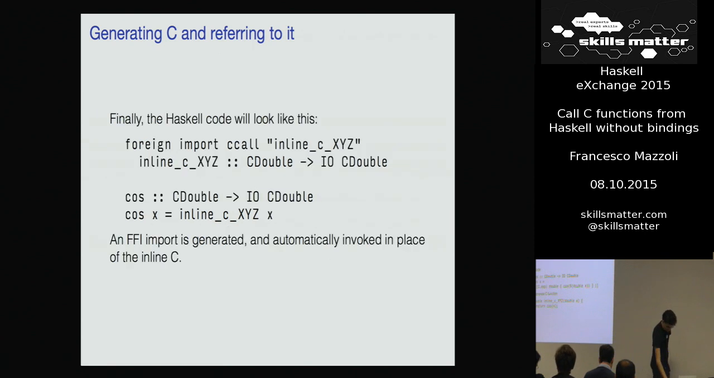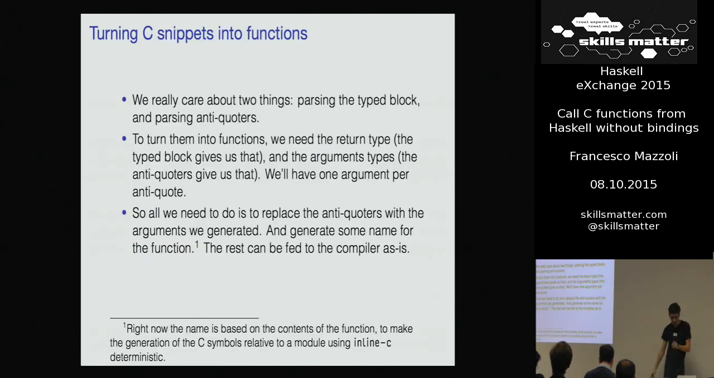So for each antiquotation, we will have one argument to our C function. It's very simple. We generate these arguments, and then in place of the antiquoter expression, we insert the argument name that we just generated, basically.